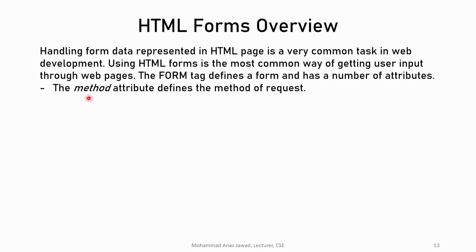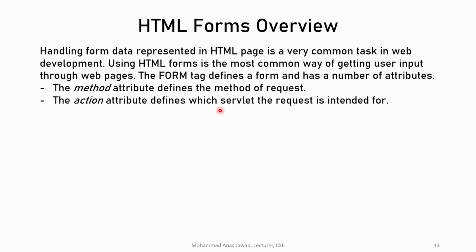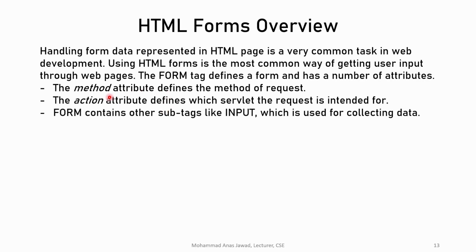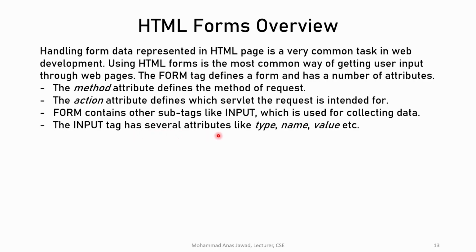So in case you were wondering earlier how the client determines whether the request is going to be a GET request or POST request or something else, it is determined by this method attribute. Okay. The action attribute defines which servlet the request is intended for. So inside this action attribute, we will define the name of the servlet which will be handling that request. The form element contains other sub-elements like input, and this input element is used for collecting data. The input has several attributes of its own, like type, name, value, etc.